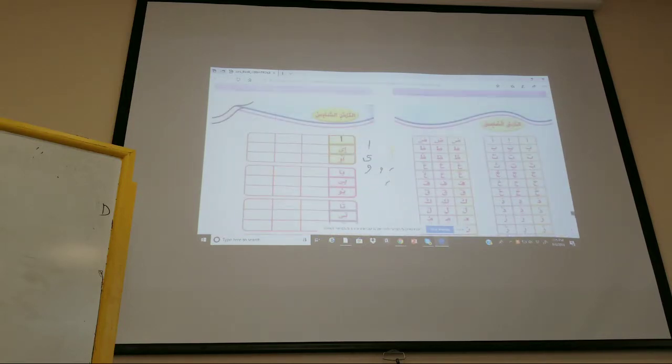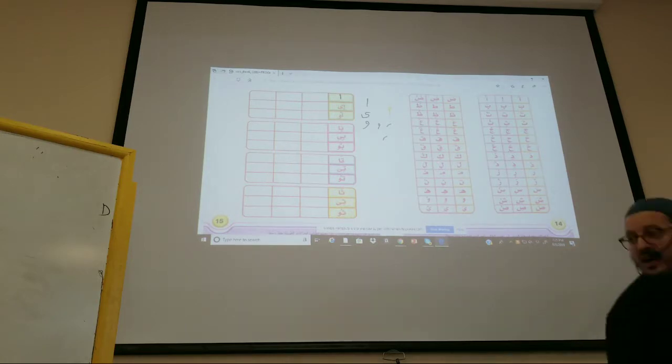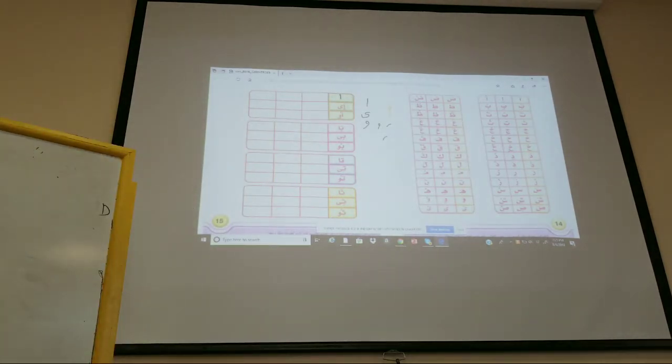This is the fun part, right? So the vowels is like addition. So you add, so you have the vowel, right? So this is the letter. Just let me know if this is clear.